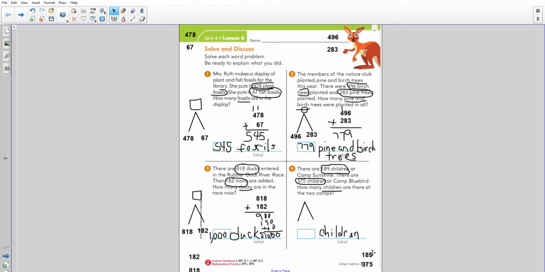Now, boys and girls, please grab your first number, 189. Of course, that's our first addend, and our second number, 375, and that is our second addend. Then we'll make our equation of 189 plus 375, making sure to line up the ones, tens, and hundreds. Go ahead and add to find the total for that one. Pause your video and come back to see your answer.